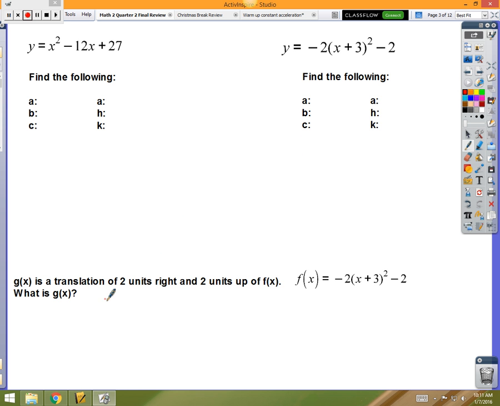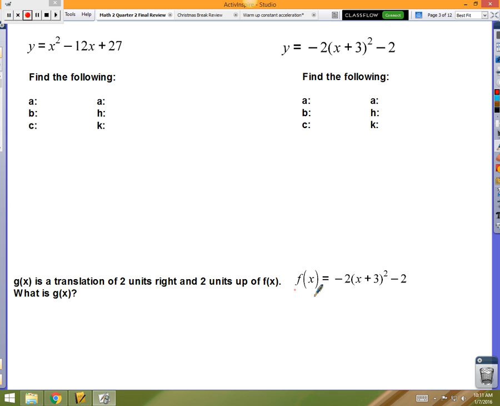Okay, let's graph this. So they're giving you a graph called f, and they want you to write an equation for g that is going to take f and slide it 2 units right and 2 units up. So you can type this in on the calculator and look at the graph and where it is, and it should look like this. So this is vertex form, so my a is a negative 2, my h is what's after the minus, so it's really a minus 3, and my k is a minus 2.